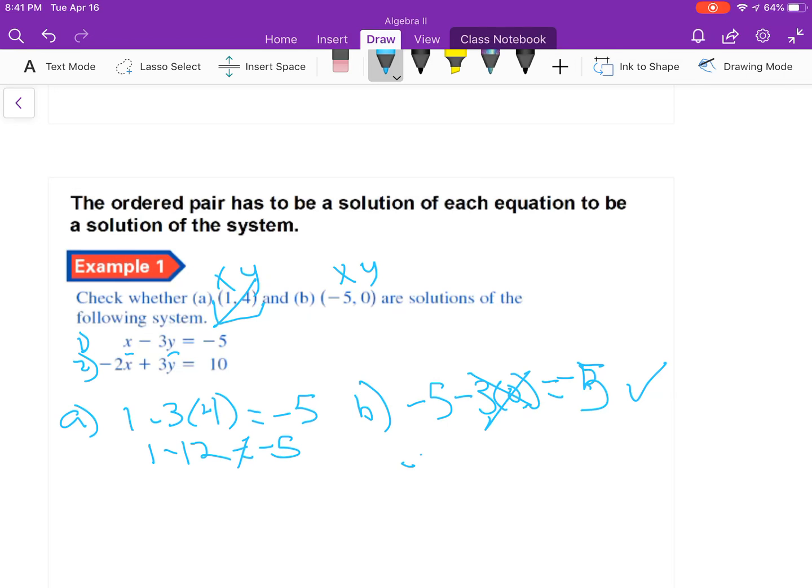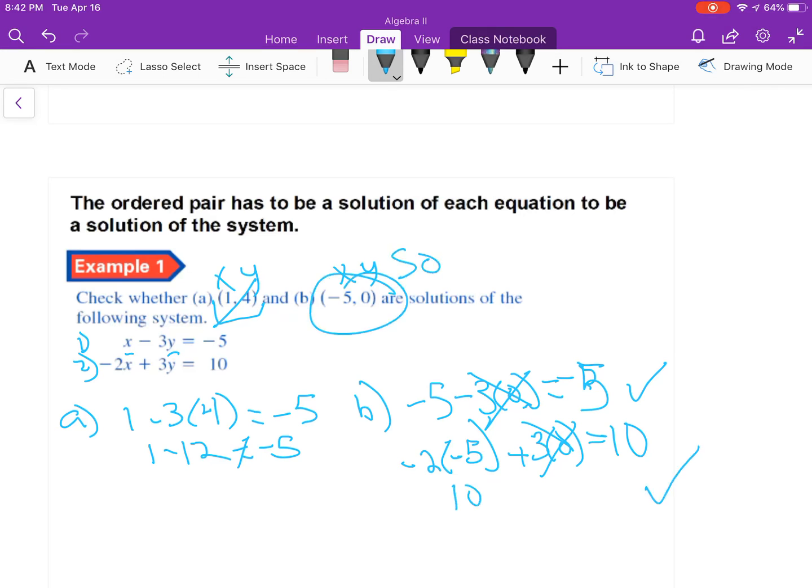So I'm going to put negative 2 times negative 5 plus 3 times 0, and that's going to work out to be 10. Again, the 3 times 0 is going to work out to be 0, and negative 2 times negative 5 is 10. 10 is equal to 10. It works in that one. So this is the solution to our system.